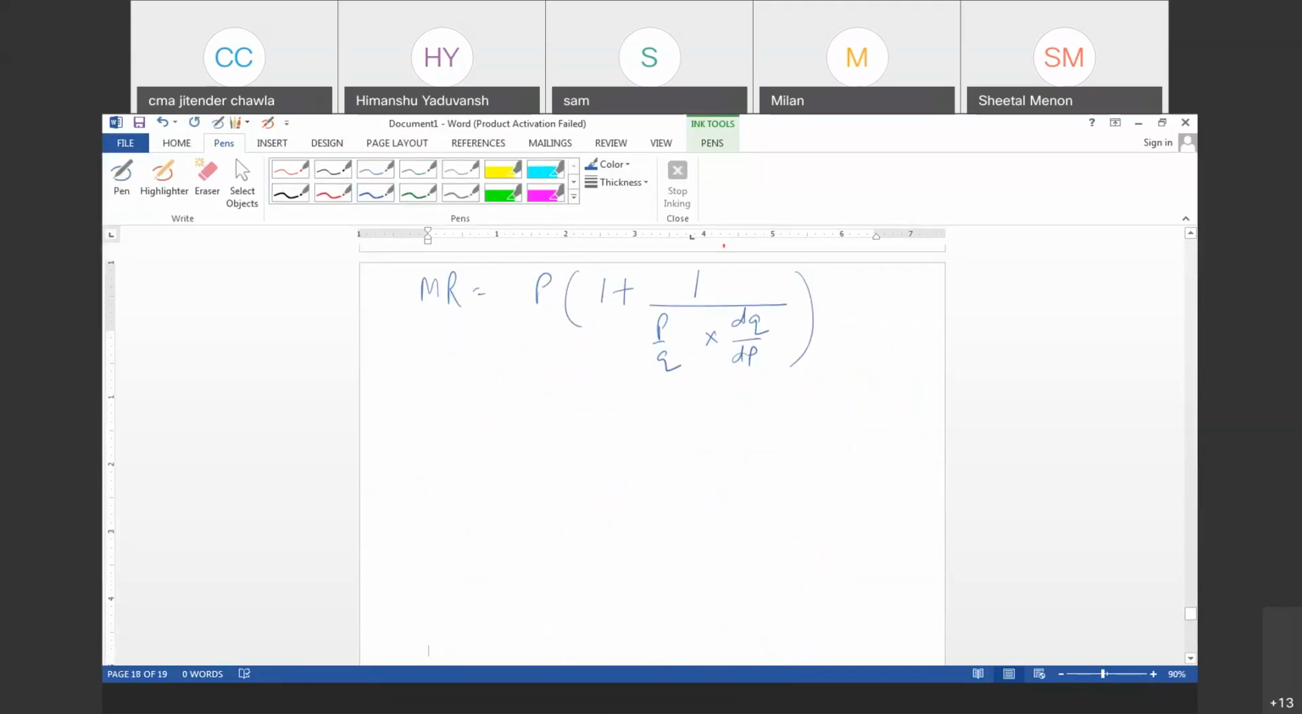Okay. Now MR equals P (1 - 1/E). What is the E value? Delta Q by delta P into P by Q. I have replaced this with this value. And this sign is generally negative.